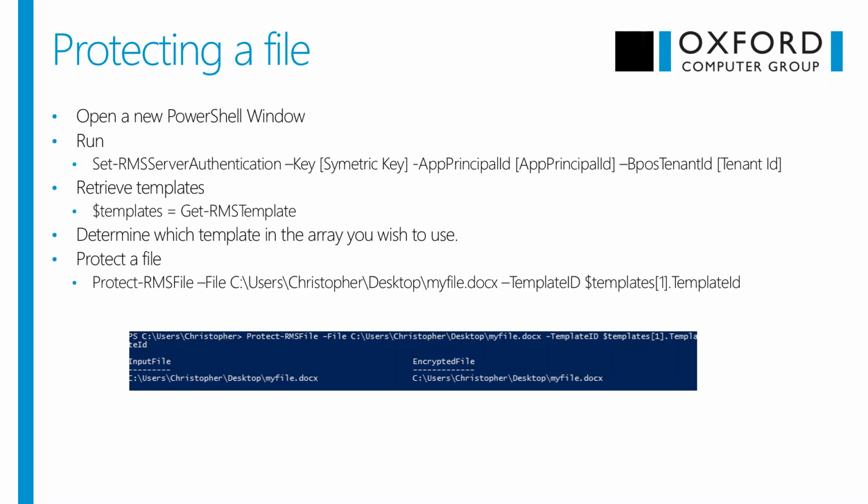You can then retrieve templates using a command like Get-RMSTemplate, and then you can protect a file using Protect-RMSFile. When you do Protect-RMSFile, you specify a template. In this example that I've listed here, we've stored all the templates in an array, and we specified the second one in the array to use as the template, or you could just grab the template ID string and plug it in there as well.